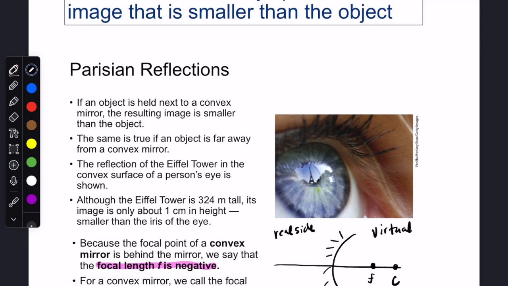So let's say you and your loved one are in Paris and it's so romantic and you're looking into each other's eyes and you happen to see a reflection in their eye and you see the reflection of a gigantic building like the Eiffel Tower and it's so small, right? The reflection on the eye is so small. And well, that's because your eye is convex, right? Your eye is like a sphere, and the reflective side is, we're looking at the outside, okay?